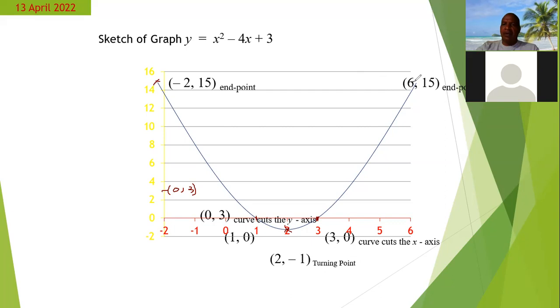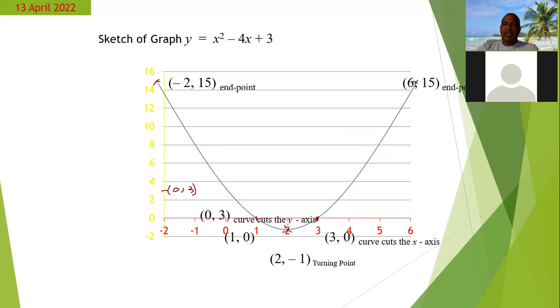15 would be somewhere around here. So x equal -2 and 15 would give you this endpoint. X equal to +6 and 15 give you this endpoint. So you see, we don't need all the points that we would normally use from a table to sketch this graph. You only need all of these.